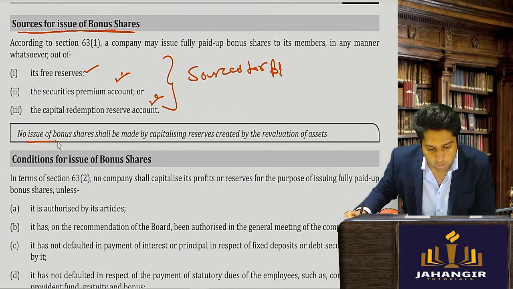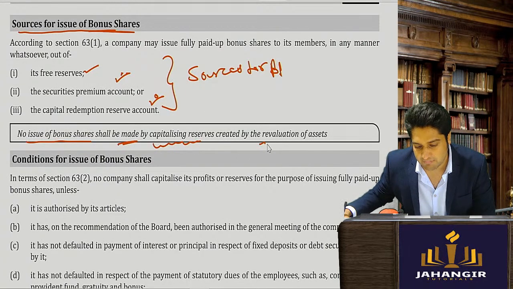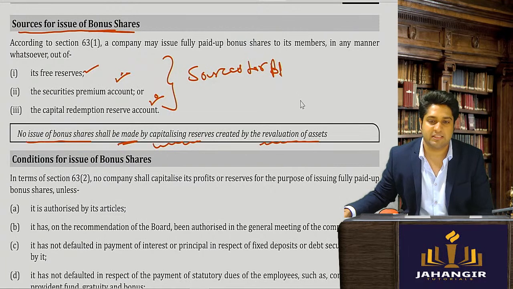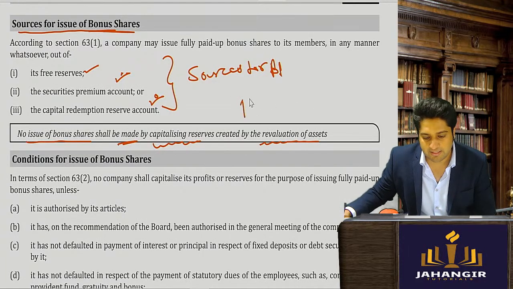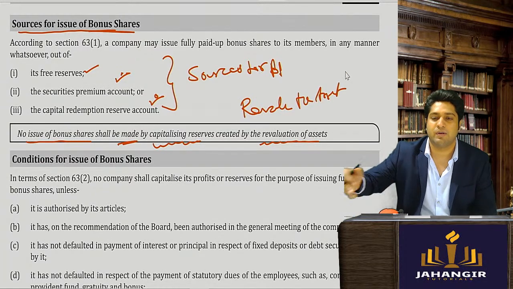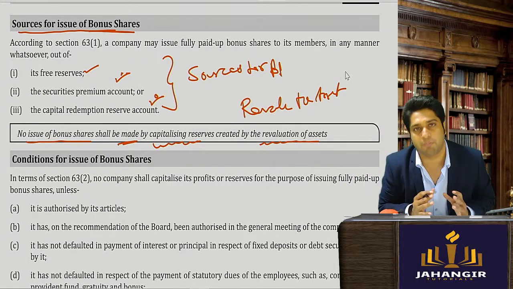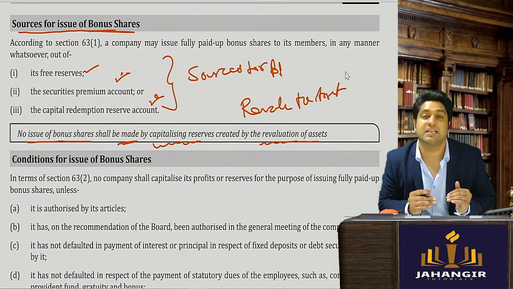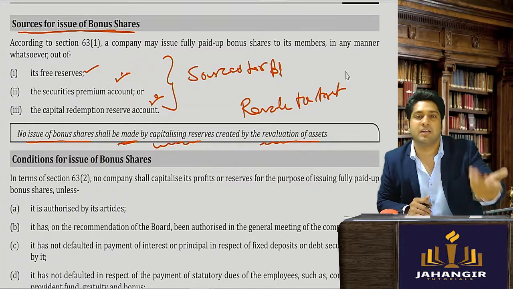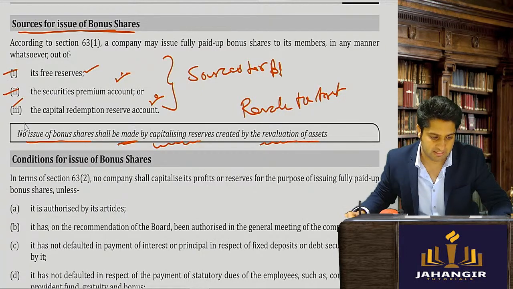Then comes, no bonus issue shall be made capitalizing the reserves created by revaluation of the assets. Now, if I revalue the assets, for example, my asset was 30 lakhs, now it has become 31 lakhs. That 1 lakh is just a notional profit, not a realized real profit, and from that you can't give bonus shares. Clear? So bonus shares can be given only from these 3 cases.